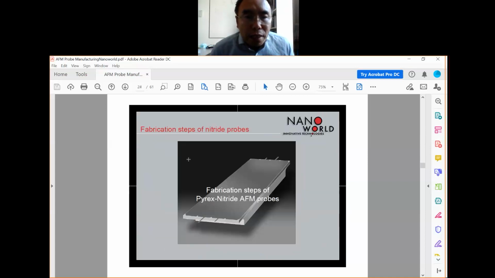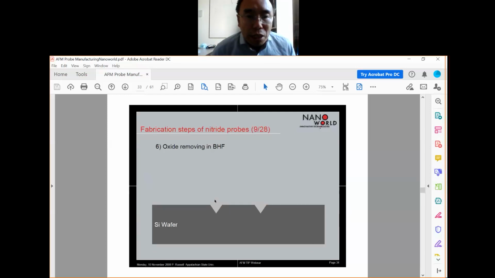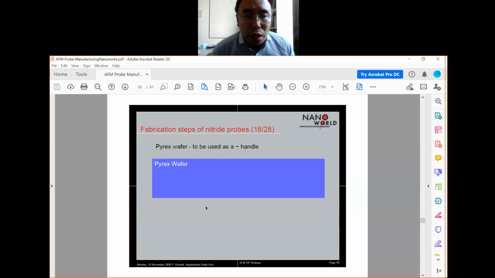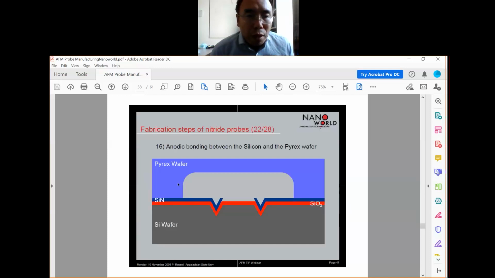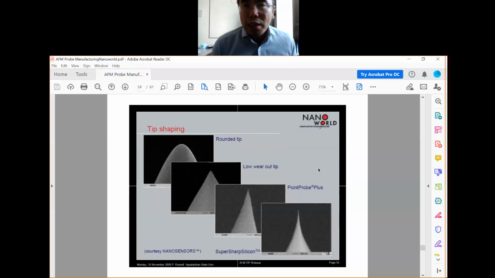The second one is the molding process. This is the silicon nitride molding process. They make this inverse pyramid shape cavity. Then you coat the silicon nitride onto it. Then you put this handle layer of Pyrex glass in the handle. Then finally you get the tip. You can take a careful look afterwards.